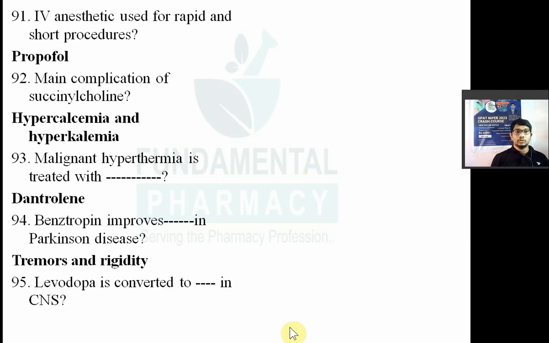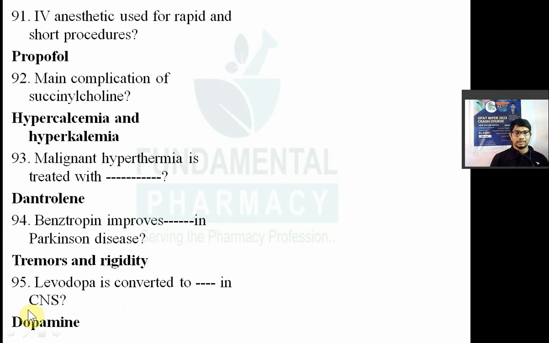Question number 95. Levodopa is converted into dash in CNS. What is levodopa? Levodopa is the drug used in the treatment of Parkinsonism. Levodopa is a prodrug. It is converted into dopamine in the brain. Dopamine as it is cannot cross the blood-brain barrier, so levodopa is the prodrug of dopamine, which is converted into dopamine in the brain and fulfills the deficiency of dopamine in the brain.